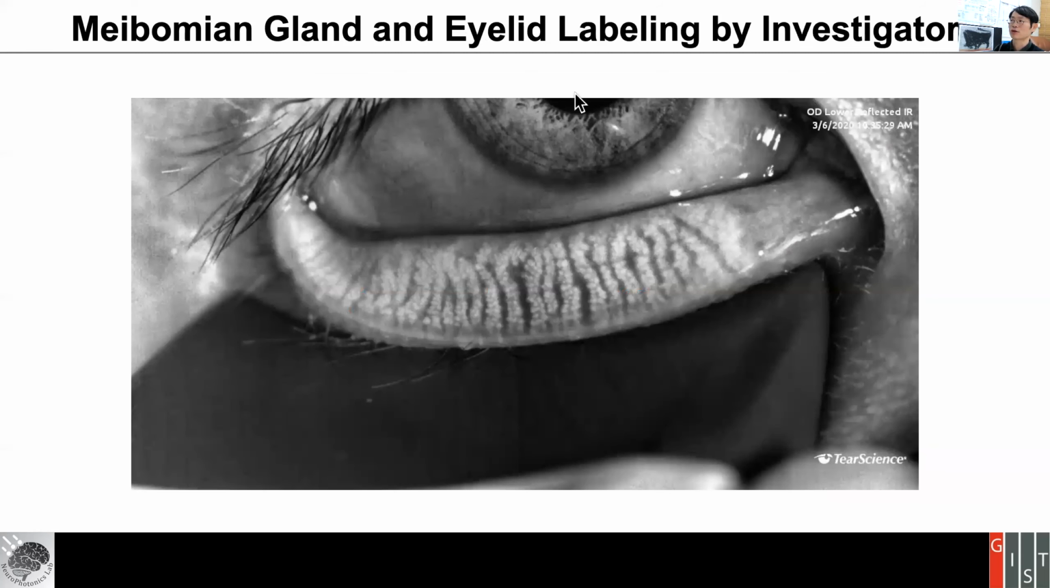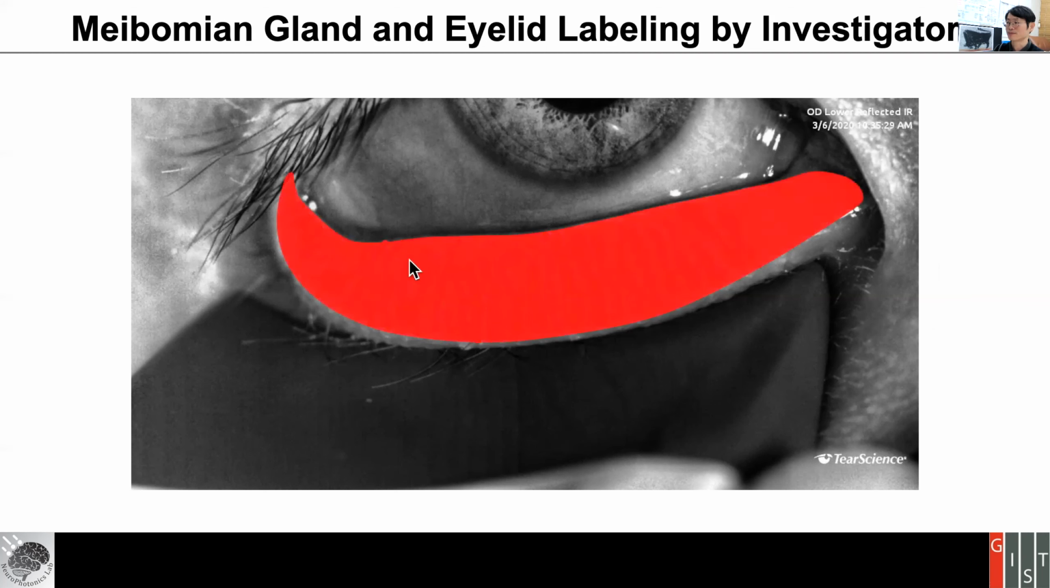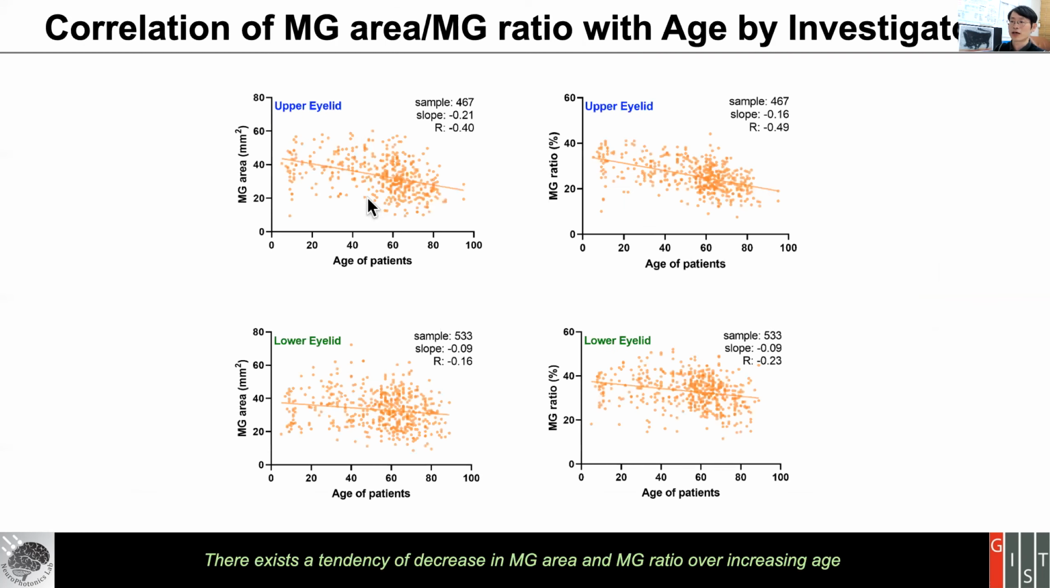So this is an example of labeling by investigators. You can see investigators did this labeling of Meibomian gland and also this eyelid as well. So first we did all these 1,000 images and we tried to find out the correlation over the age, for upper eyelid and lower eyelid, both MG area and area ratio. We found that there is a tendency of decrease of this area over the age and the ratio as well.